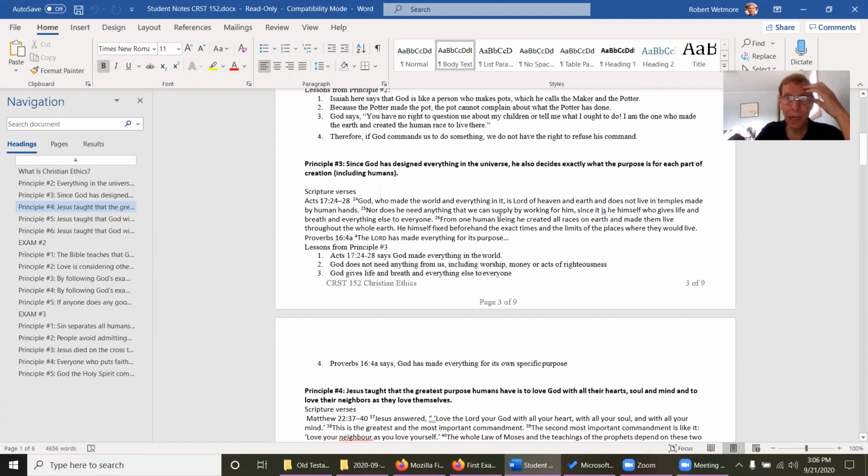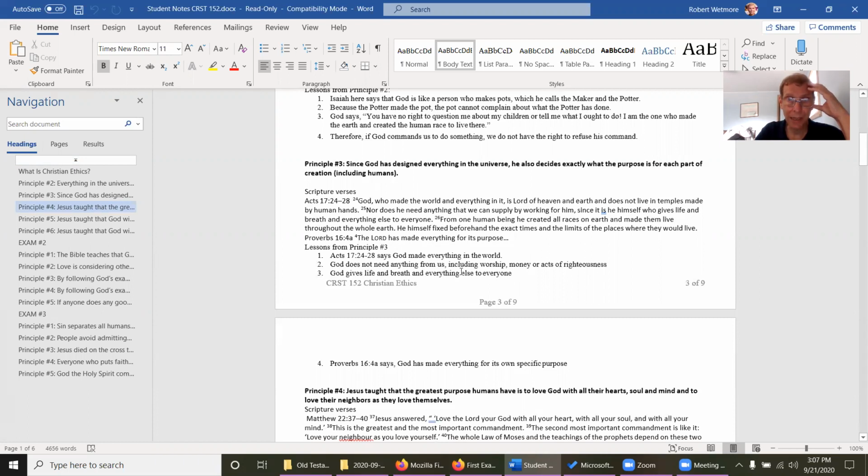First, it has the verse, God who made the world and everything in it is Lord of heaven and earth, and does not live in temples made by human hands, nor does he need anything, etc. And then we have the 3 principles. Acts 17, 24 to 28 says God made everything in the world.